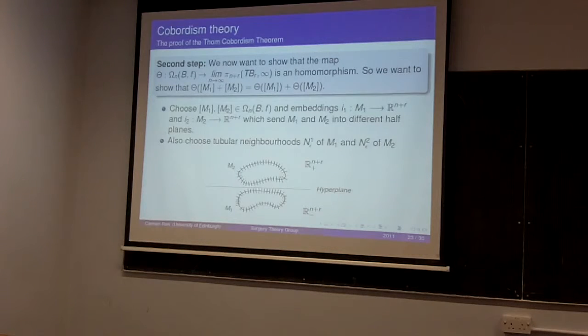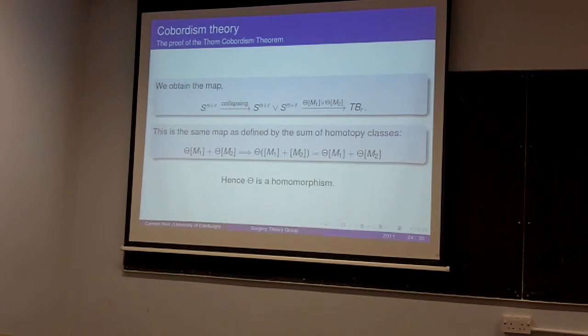And well, for these two embeddings, we choose tubular neighborhoods that remain on the same side of the hyperplane. So we can collapse the sphere, what we have is our map, from the N plus R sphere to the Thom space. So, well, this is a very usual, very normal collapsing map. And then from this wedge sum of two spheres, we can use our theta M1 plus theta M2 to map to the Thom space.